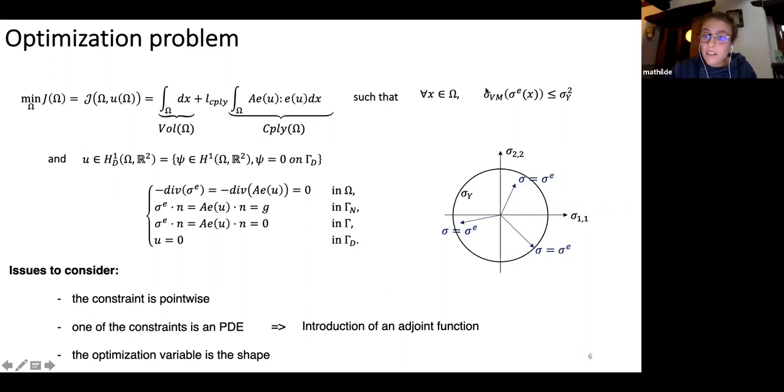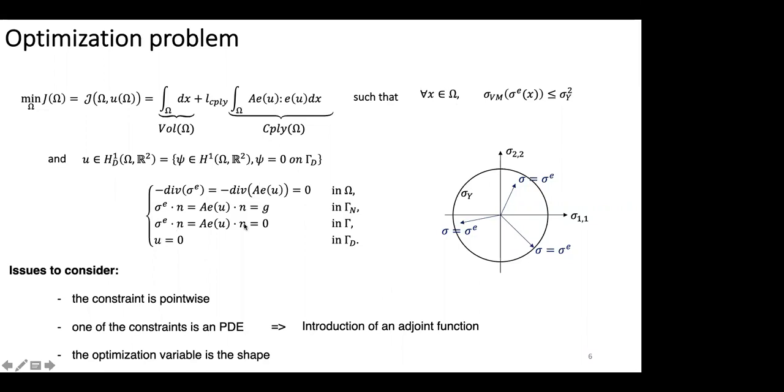The first one is the fact that this constraint is pointwise. So it means that for each, well, numerically for each nodal point in the mesh, we will have to satisfy this. So that makes several constraints and it cannot be dealt with directly like this in an optimization code. The second problem is that we have here a partial differential equation constraint.